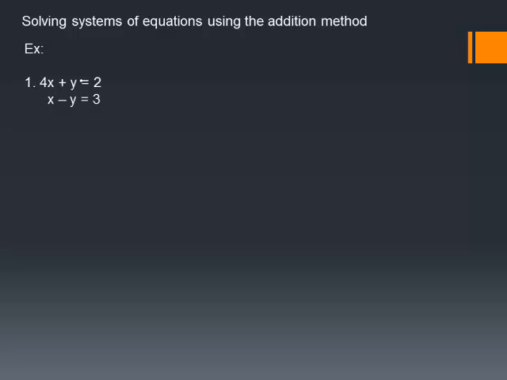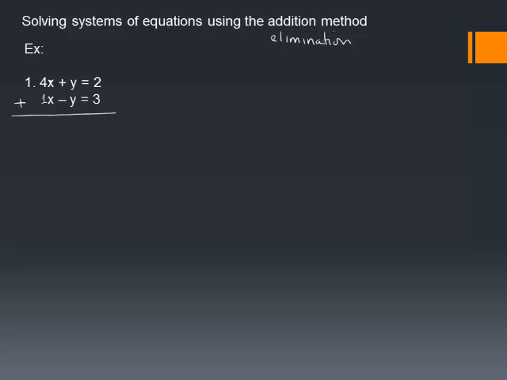So what we do is we look at our x's and we look at our y's. I have a 4x and a 1x, and I have a 1y and a -1y. If I look at this, if I were to add those together, they would cancel each other out. This is why this is also known as elimination.